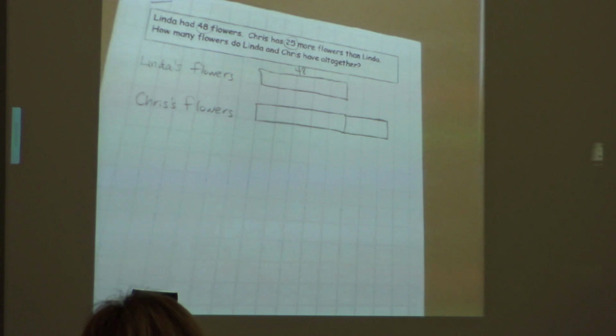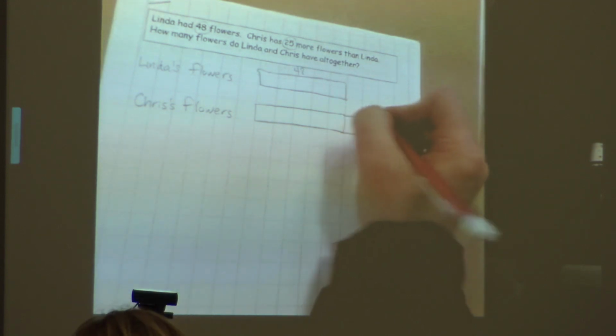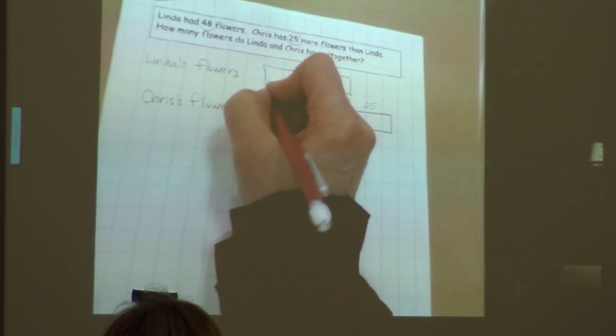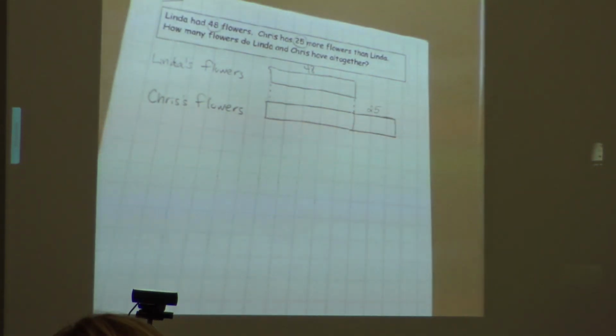And it says Chris has 25 more flowers than Linda, so that's another number I need to have. Any numbers need to go into your bar. So 25. Now sometimes students like to put dotted lines here to indicate that Linda's bar is the same size as Chris's bar. All right, so now we've drawn the bar and put in the numbers.